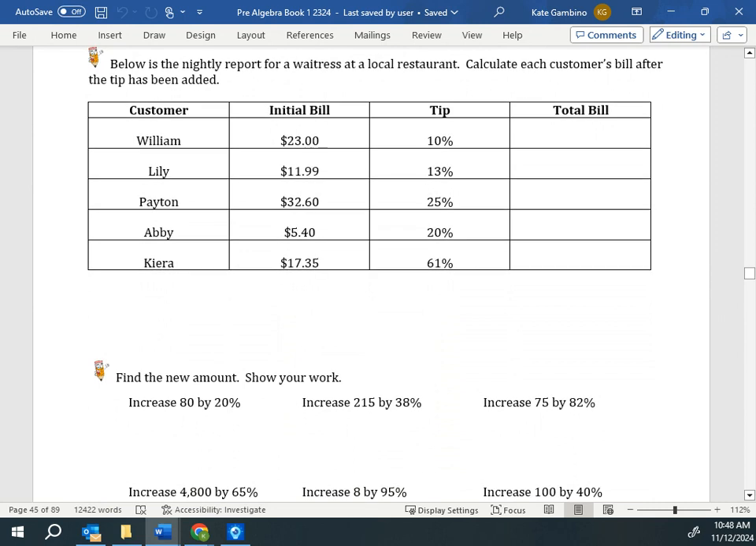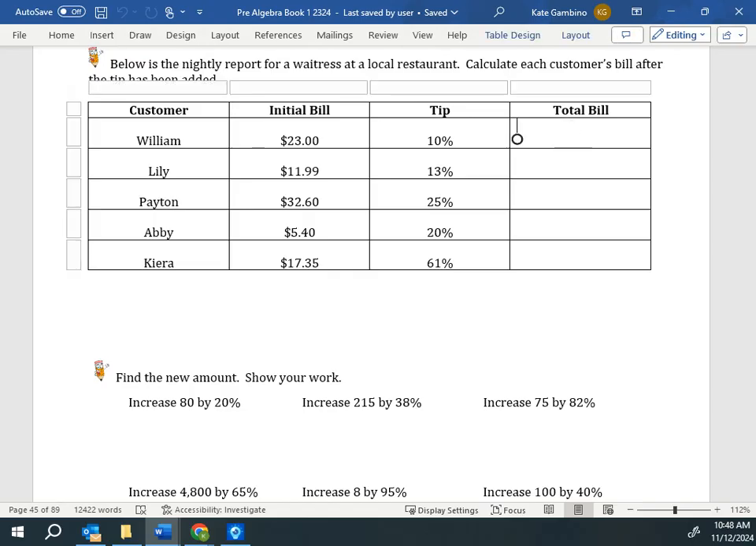Below is a nightly report for a waitress at a local restaurant. Calculate each customer's bill after the tip was added. So we're doing the same math. Our original amount is $23. We're increasing it by that 10% tip. Use whichever method you want to tell what the total bill is. In our original, the initial bill is the original amount. Increasing it by 13%. Use whichever method you want, and you're just saying what that total bill is.